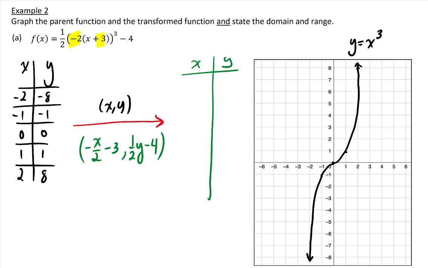So here's a formula that will take all our x's and all our y's and convert them into the transformed points. So starting with the first point, we have x equals -2. So we sub that in, I get -2 over -2, which gives me +1, minus 3, which tells me that my first point is going to occur at negative 2. Next is to sub in the y value. So 1/2 of negative 8 is negative 4, and negative 4 minus 4 is negative 8. And then we keep going through those points, so try them yourself.